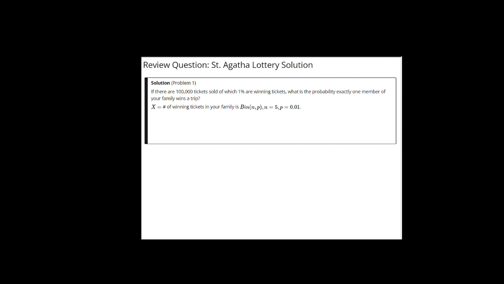So it seems reasonable to use a binomial distribution for the number of winning tickets in your family. Binomial with parameters n equals 5, you purchased 5, and the probability of any one ticket being a winning ticket, p equals 0.01. So the probability x equals 1, according to the binomial probability function formula, is 5 choose 1, p to the 1, 1 minus p to the 4. And replacing n by 5 and p by 0.01, we obtain 0.048. A little less than 5% is the chance that one person in your family will win a ticket.